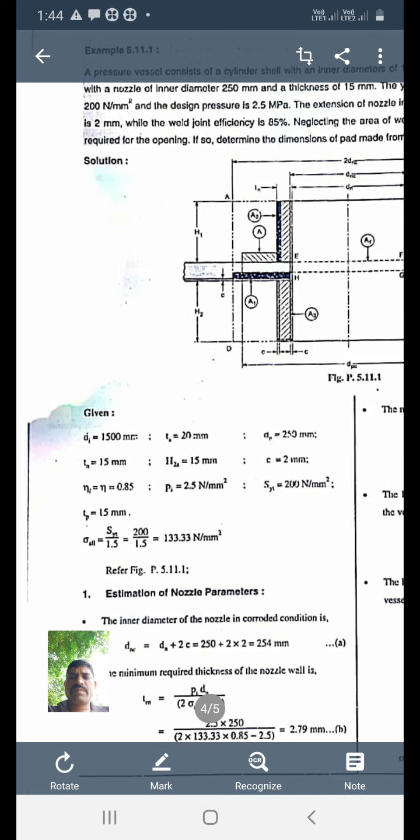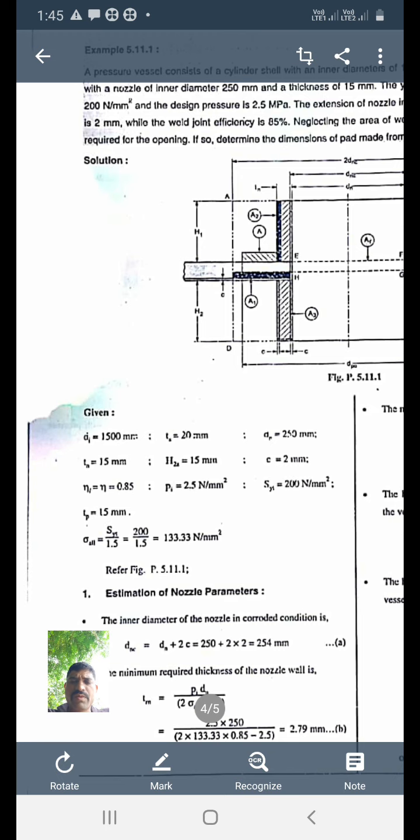Estimation of the nozzle parameters. How to calculate that? The inner diameter of the nozzle in corroded condition. We have seen all the formulas. It is denoted by the DNC. DNC is equal to DA plus 2C. All values are given. Put this value in that equation. You will get the 254 mm.